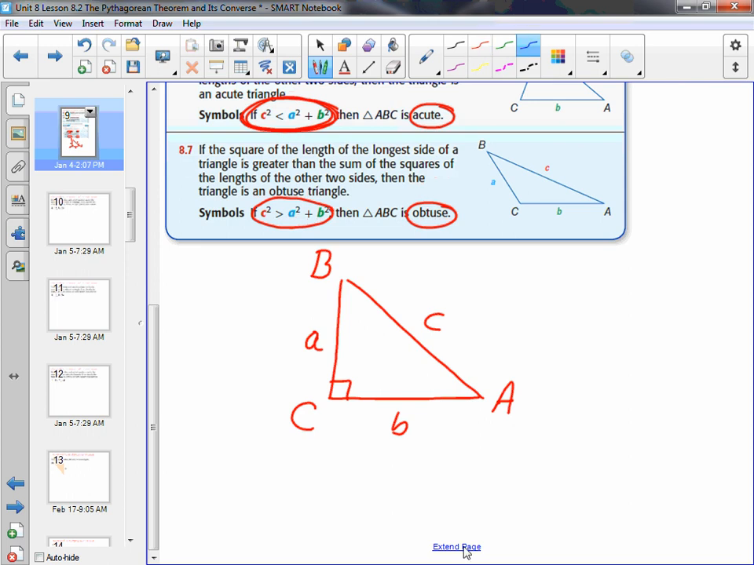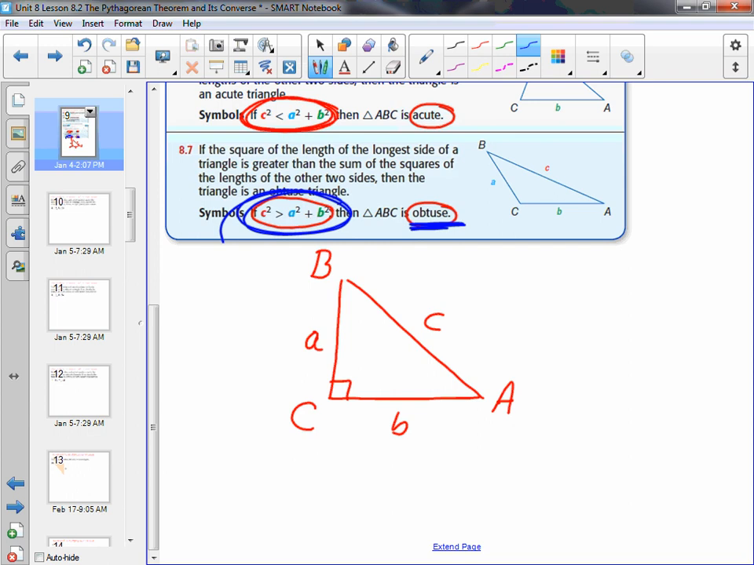On the other hand, if the c squared is greater than a squared plus b squared, then the c is greater than we expected, and angle C is greater than a right angle, so angle C is an obtuse angle. Make sense?